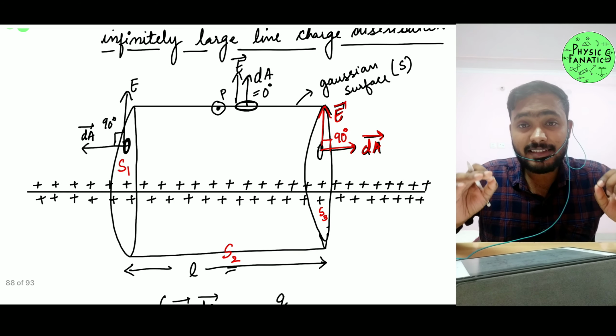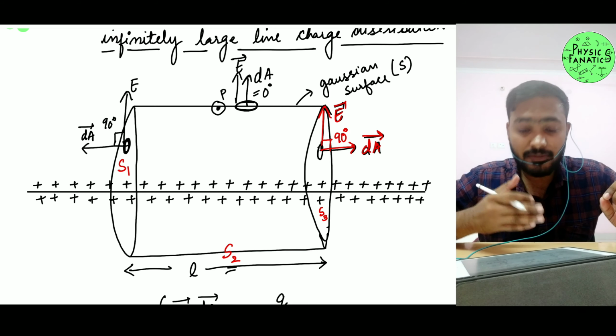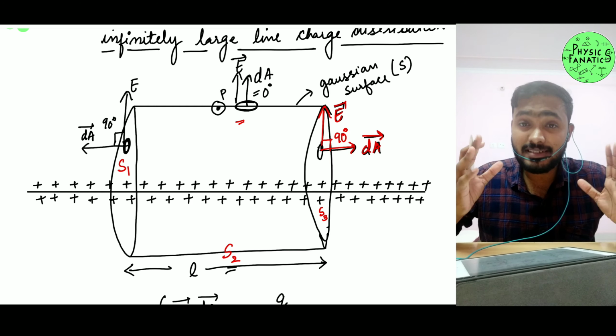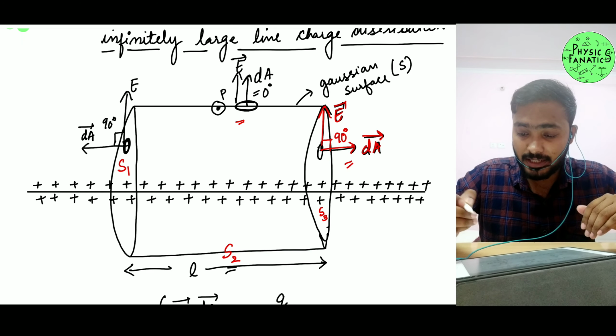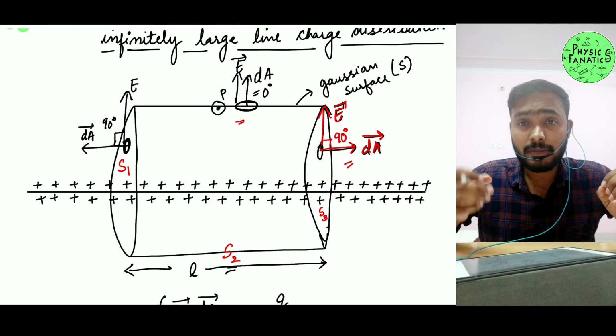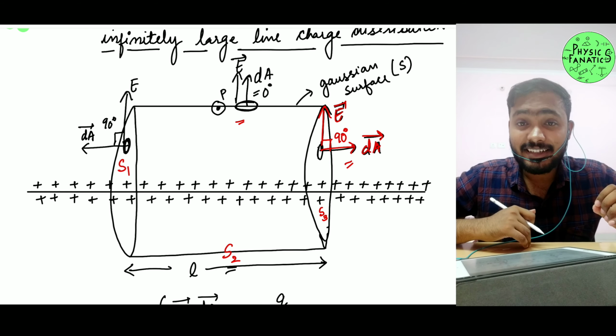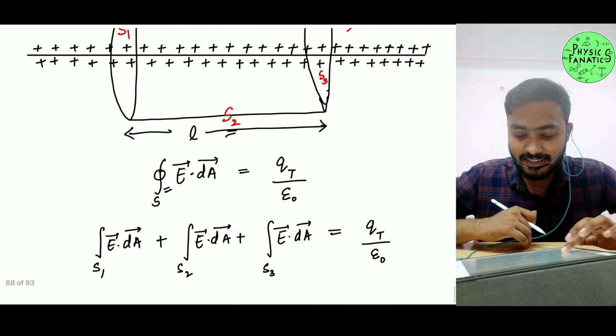So in the first case, the angle between electric field and area vector is 90. In the second case, that is the curved part, the angle between them is 0. In the third part, that is the circular part, again S3, the angle between them is 90 degree, right? Great. So let's apply that here, right?